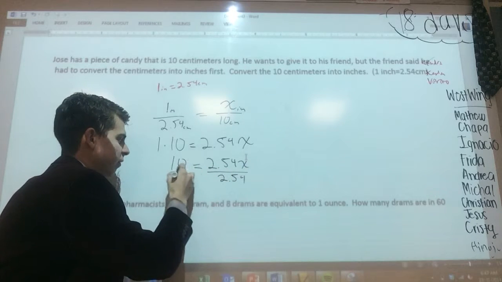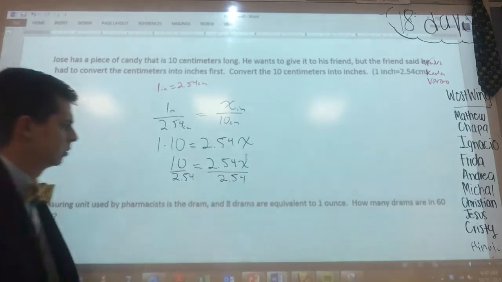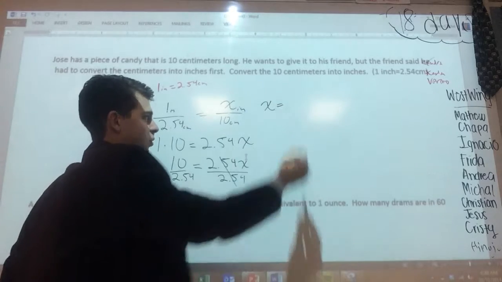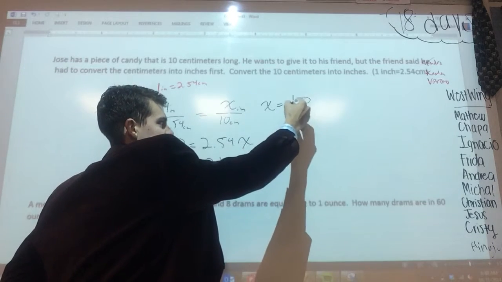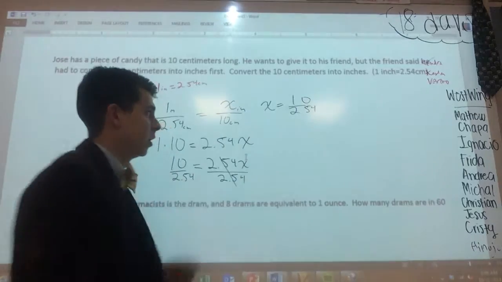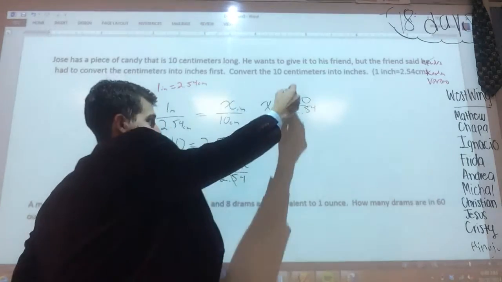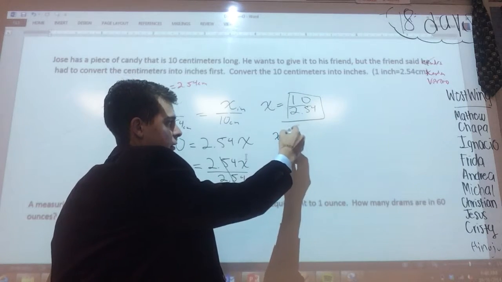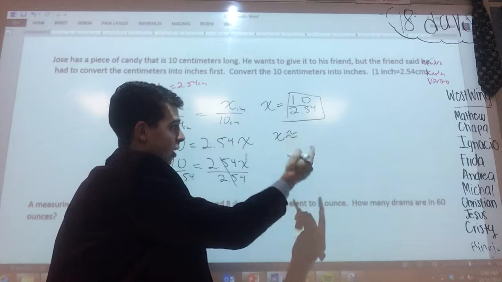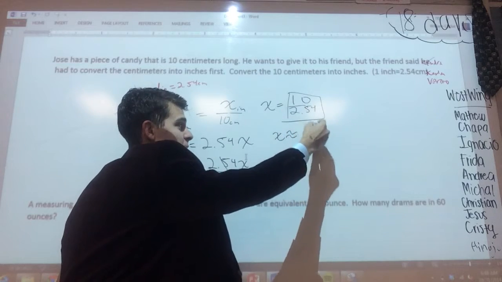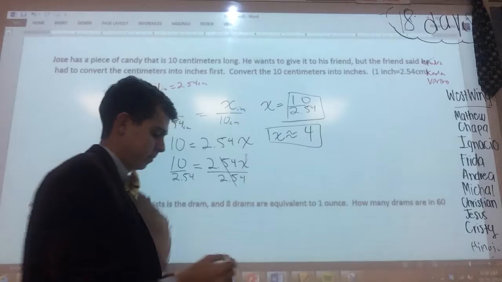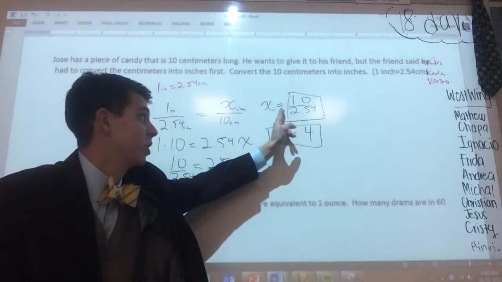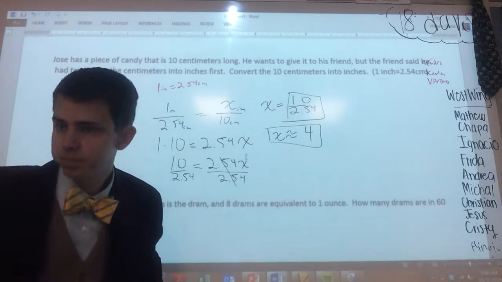Divide both by 2.54. This cancels, and then x is equal to 10 over 2.54. To save time, I'm going to leave it right here. We've isolated x. X is approximately, this squiggly equals means approximate. 2.4 goes into 10, approximately 4 times. You're going to have something like this. The quiz question will probably be give the expression necessary to solve for x. Okay.